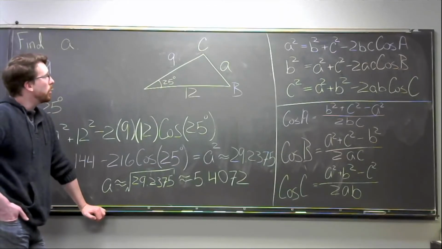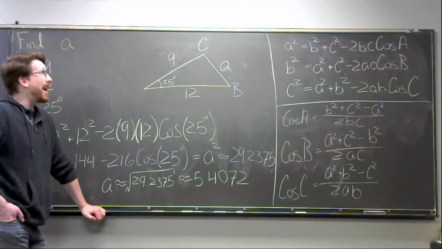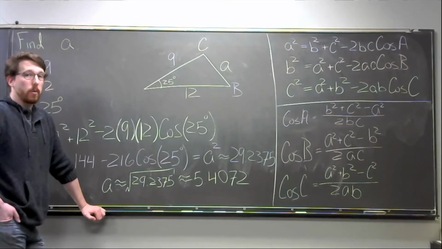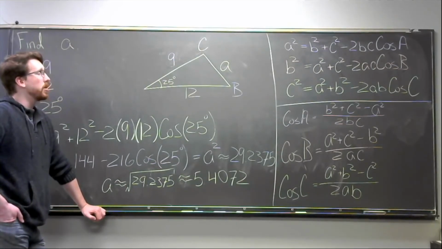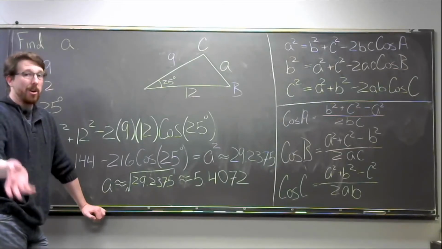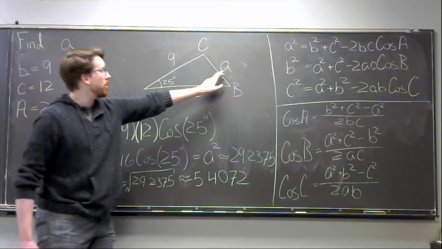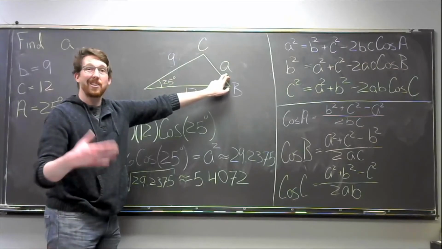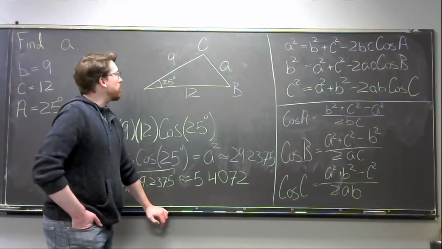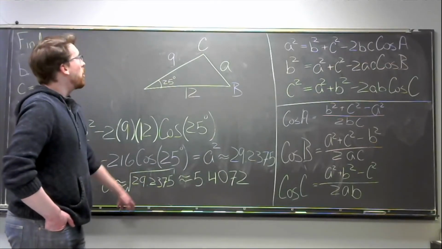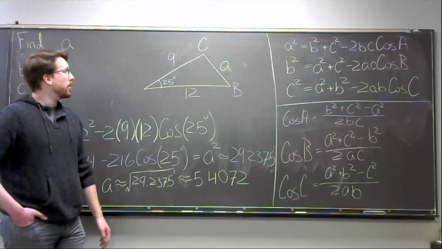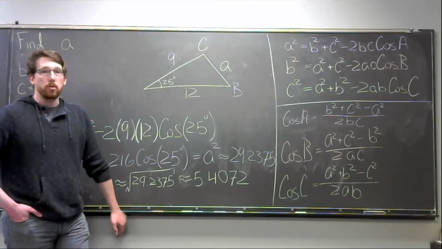So what did we do here? Based on what we had and what we were trying to solve, we chose the equation from the law of cosines that we wanted, and then we plugged in everything we knew, solved for what we wanted, that missing length squared, and then took the square root of that. That's it. So now that we've got A, we could find the angles C or B using the law of sine. Cool, let's move on.